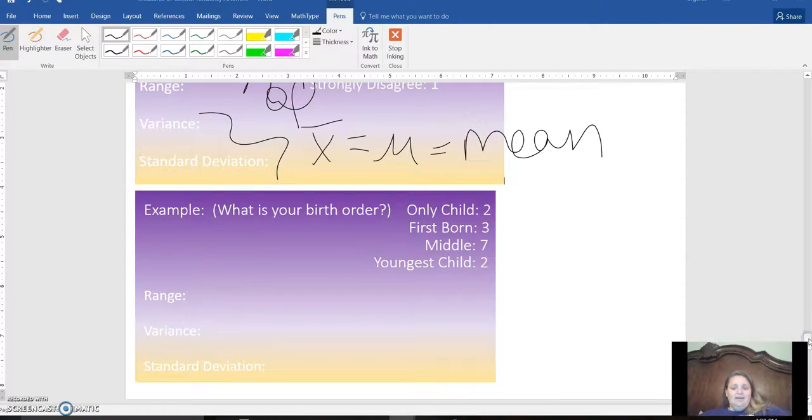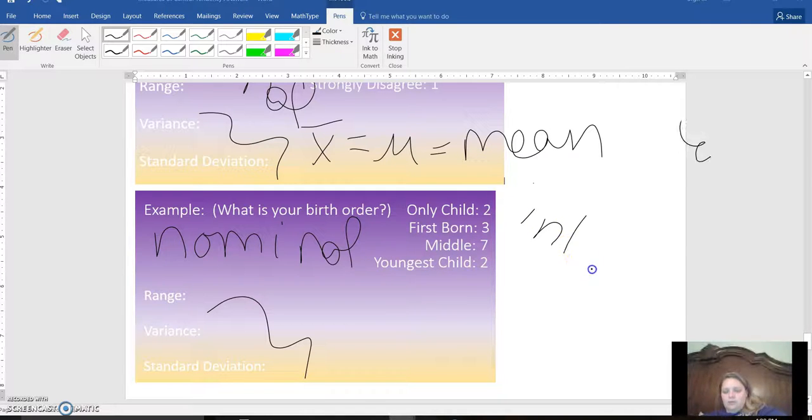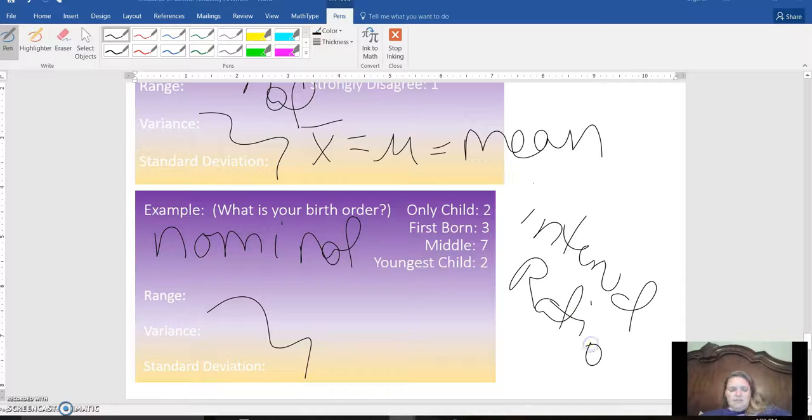And then this guy was also categories, but one's not better than the other, so it's nominal. And so also that depends on the mean. And so you can't do that either. So this kind of information will deal with that interval ratio data, which is the data with numbers.